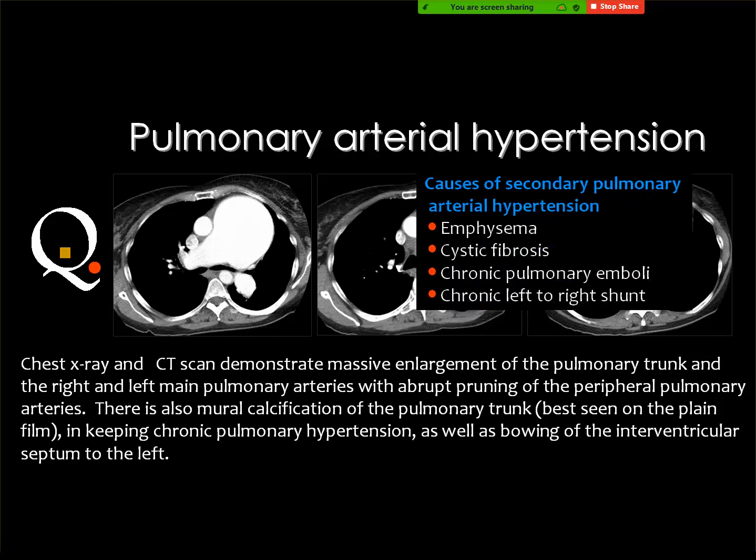Of course, you know that pulmonary arterial hypertension may be idiopathic without any underlying cause. But secondary pulmonary arterial hypertension is caused by damage of the lung parenchyma in cases of emphysema, cystic fibrosis, chronic pulmonary emboli, and the Eisenmenger reaction with chronic left to right shunt.